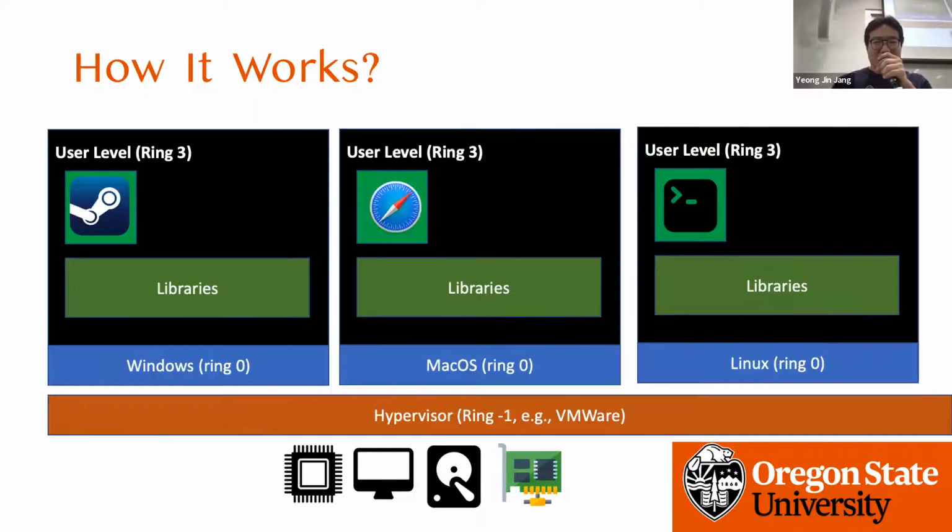And how it works is something like this. The hypervisor works as an operating system, and it regards all the operating systems as applications. Internally, it will have ring 0 and ring 3 to run the operating system prepared.